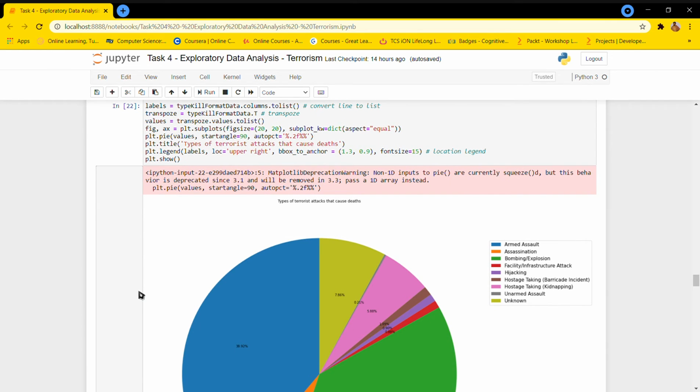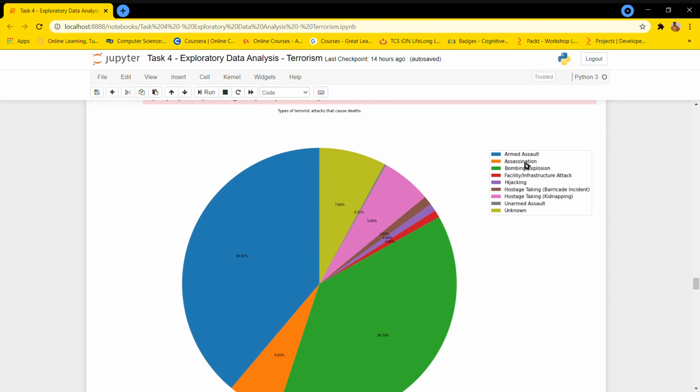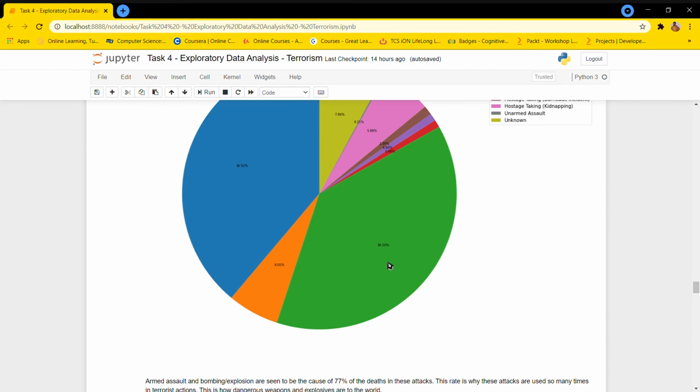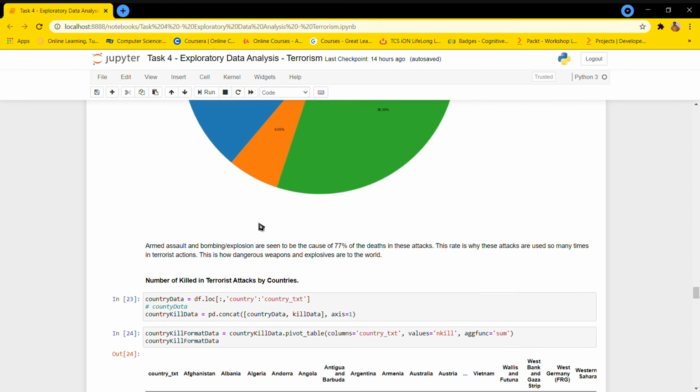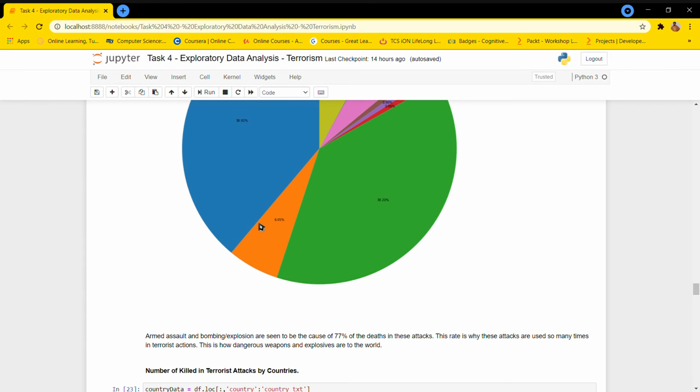The graph shows the types of terrorist attacks that cause deaths. This is a pie chart, and each type of attack has its own color and is divided on a percentage basis. Armed assault and bombing explosion are seen to be the heaviest, and combined they cause 77% of the deaths from these attacks.